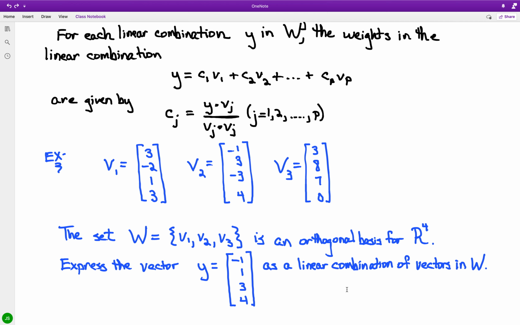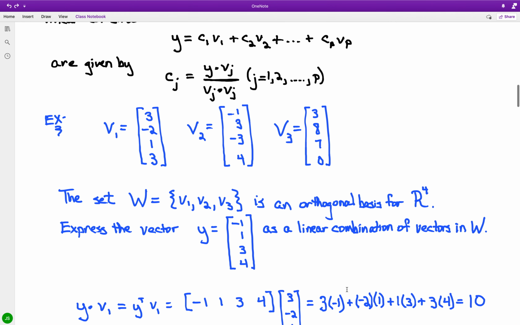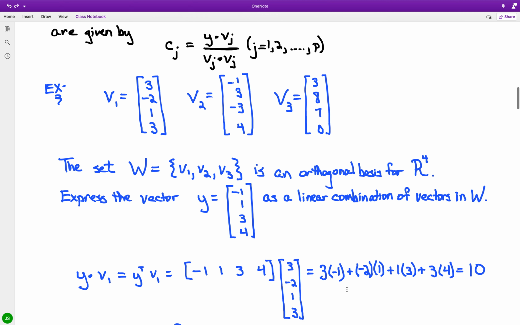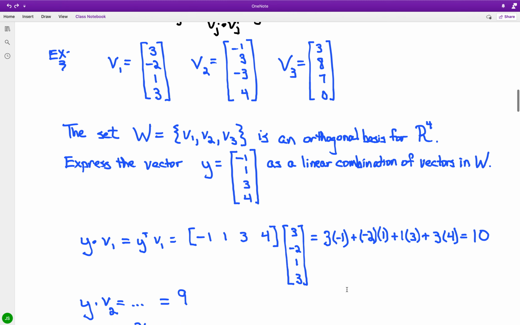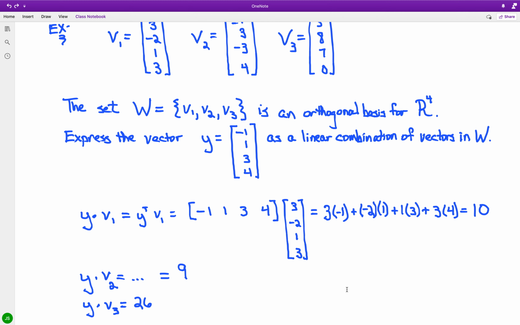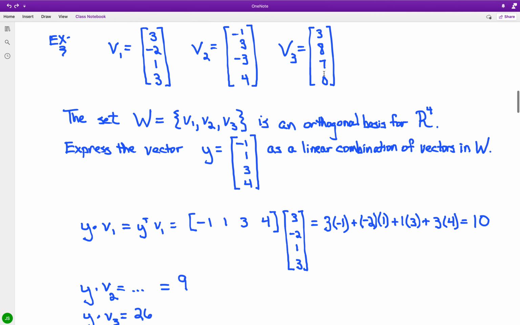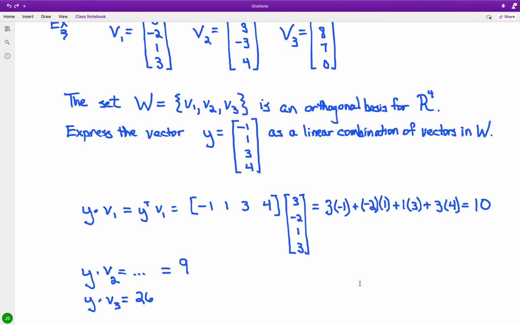Taking what we have here, we multiply y and take the dot product with each of v of 1 through v of 3. For the dot product between y and v of 1, the result comes out to 10. Cutting to the chase, the dot product between y and v of 2 ends up at 9. And for y and v of 3, if I take the transpose of y multiplied by the corresponding elements in v of 3, the dot product ends up at 26.